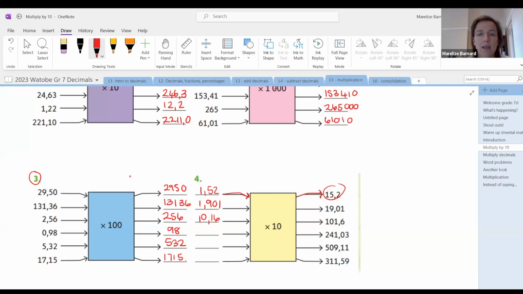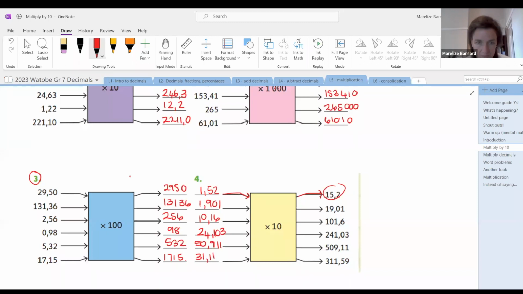Yes, it does. And then 241,03. What did I times by 10 to get 241,03? 24,103. That's right. And the last two, what number times by 10 gives me 509,11? That is going to be 50,911. So you probably started noticing already, to get this number, we move the comma the other way.